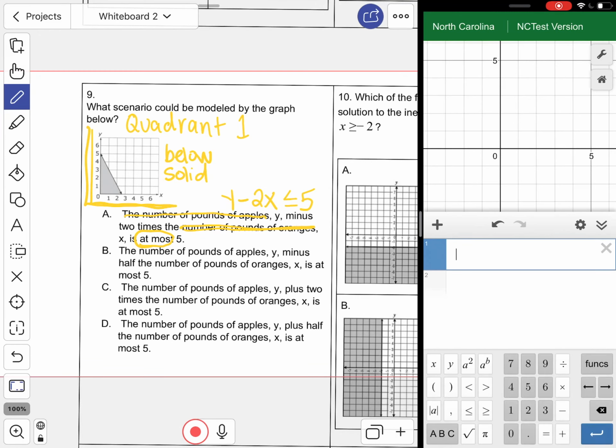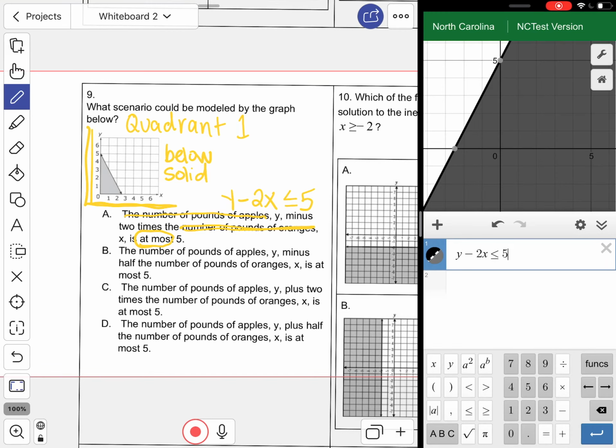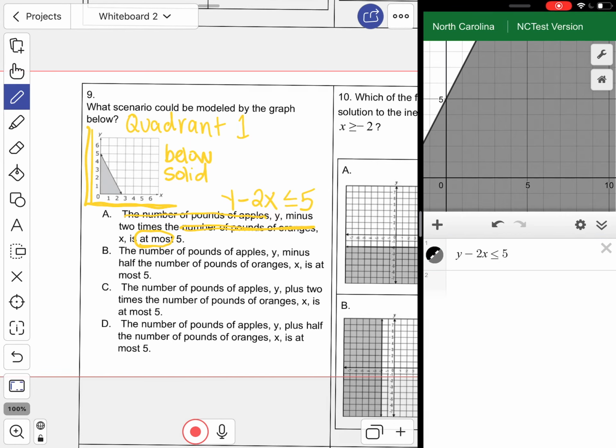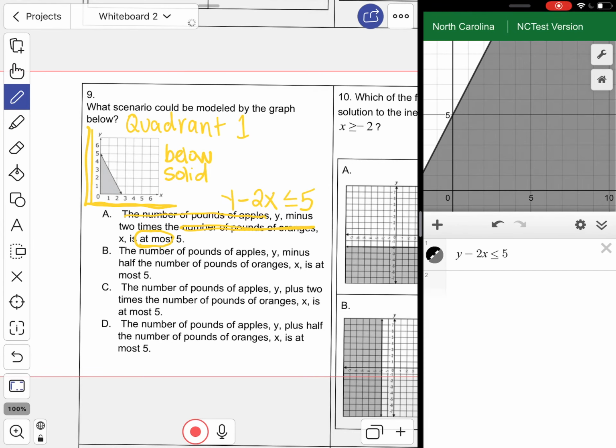So if I graph this, I have y minus 2x is less than or equal to 5. Well, if I look at just quadrant 1, we can clearly see that that shading does not work and the line's going the wrong way. So we're going to get rid of A.